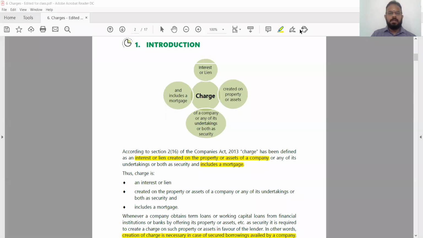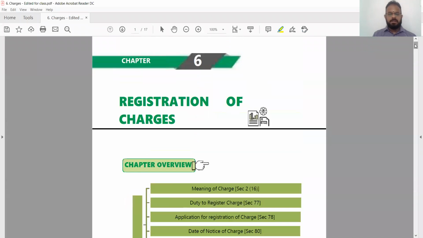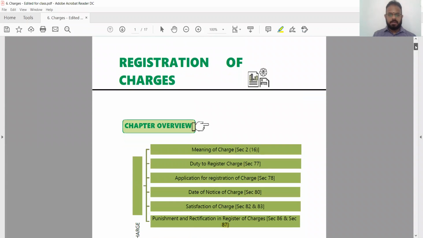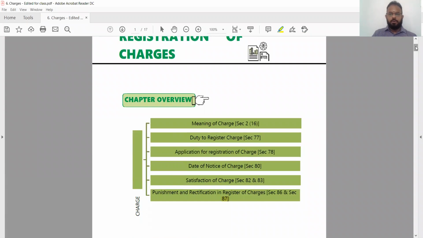Hi dears, now we will start with a new chapter called charges. This is your sixth chapter of the Companies Act, registration of charges and its registration. It is going to tell you different provisions relating to charges.